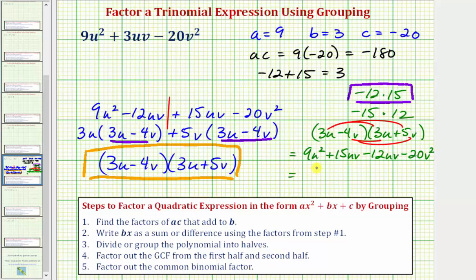Combining like terms, we do have 9u squared, and here 15uv minus 12uv is 3uv, so plus 3uv minus 20v squared. So our factored form does check.